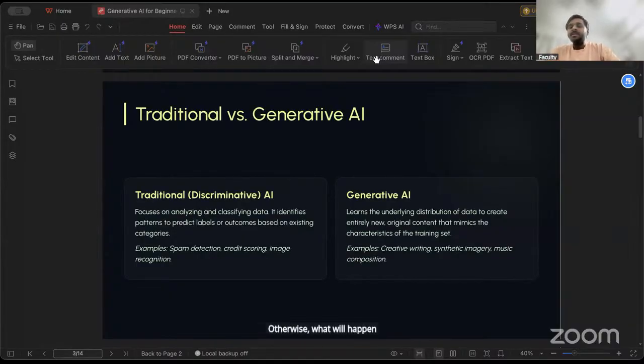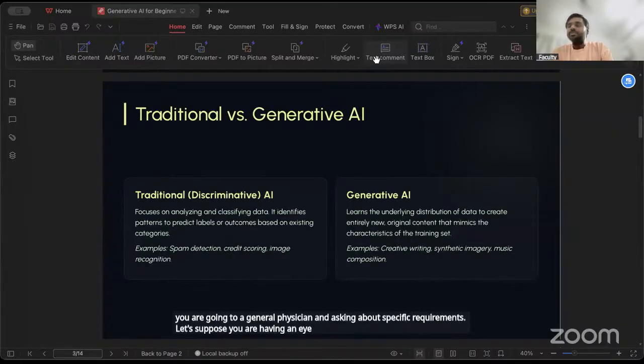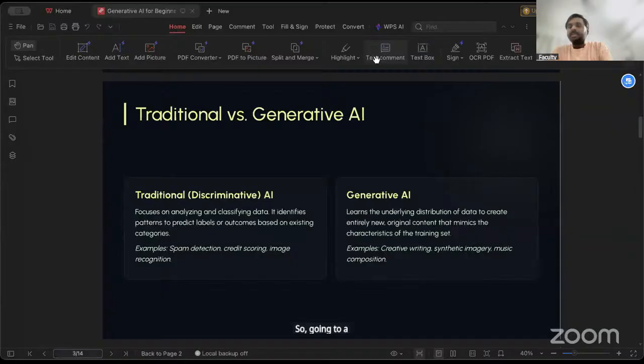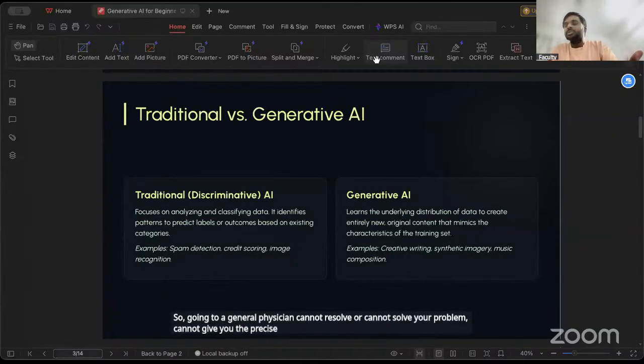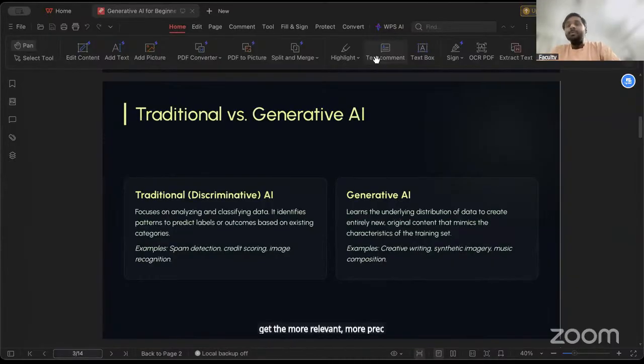Otherwise, what will happen? It is like going to a general physician and asking about a specific requirement. Let's suppose you have an eye disease or eye issue. Going to a general physician cannot solve your problem or give you the precise solution. Similarly, if you use LLMs like ChatGPT for all the tasks, ultimately you will not be able to get more relevant, more precise, and more accurate answers. So the same thing is applicable to LLM tools as well.